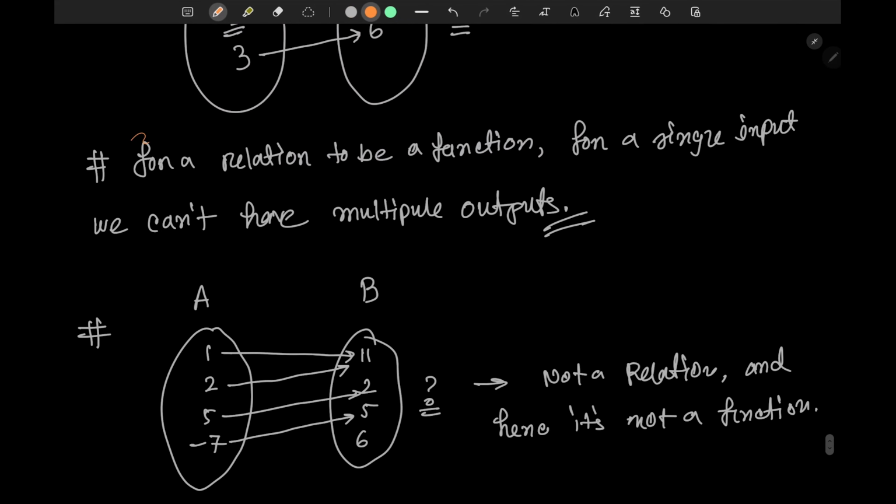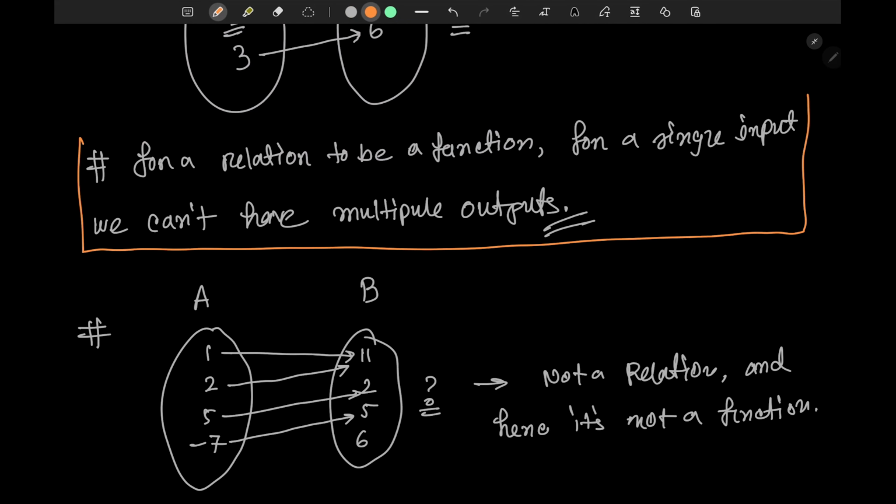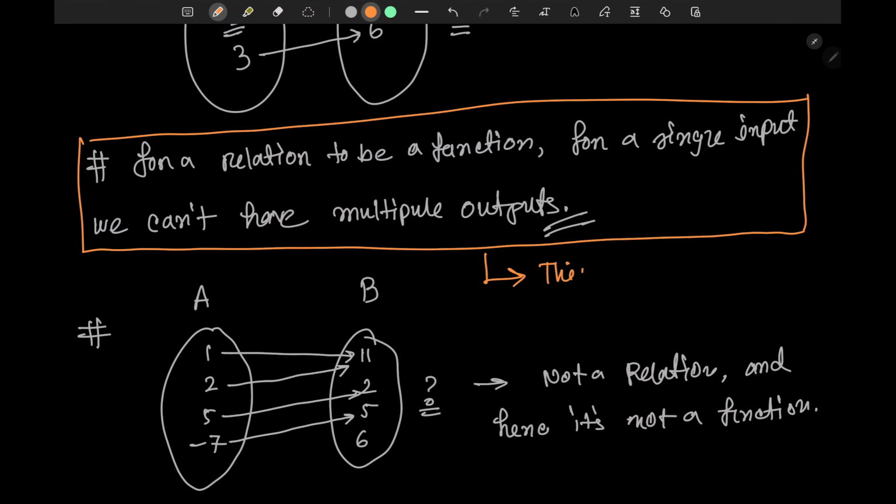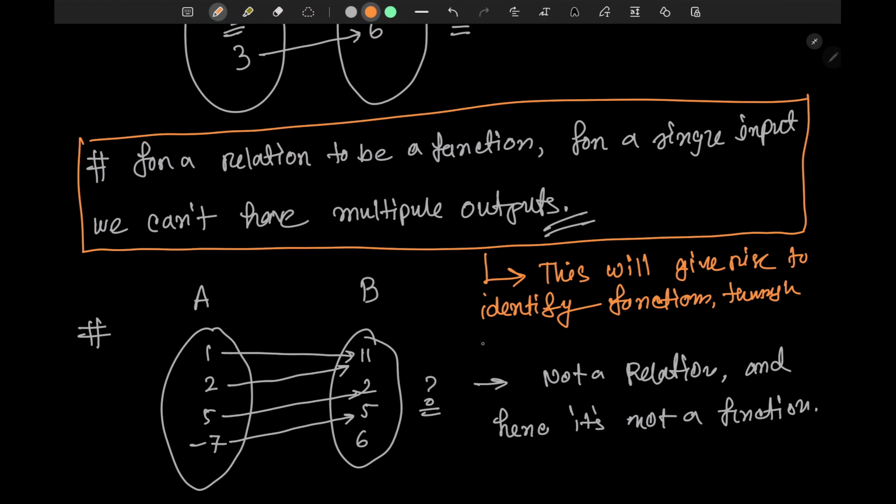This punchline that we talked about gives rise to a graphical method called the vertical line test. We will talk about this when we talk about plots and graphs. So this will give rise to identifying functions through something called a vertical line test.